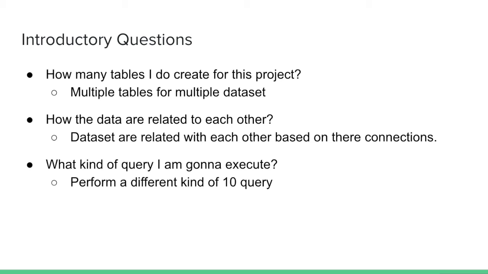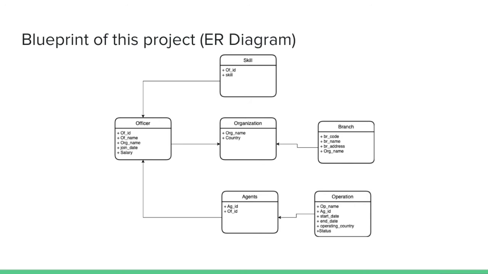Now let's move on to the blueprint of this project. By blueprint, I mean the ER diagram. So here you can see the ER diagram. We have 6 entities for 6 different types of data sets. Let me first start from our initial data set, which is officer. We can consider an officer as a person who works for a government. So based on that, its attributes are designed.